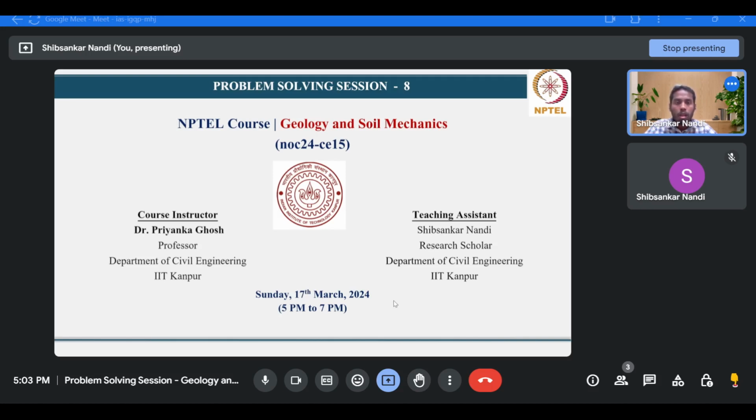In the last class we solved a few numerical problems regarding consolidation: how to estimate the primary consolidation settlement of a soil due to the application of some pressure or load at the surface of the soil. So we mostly discussed the magnitude, that is, how to determine the consolidation settlement.